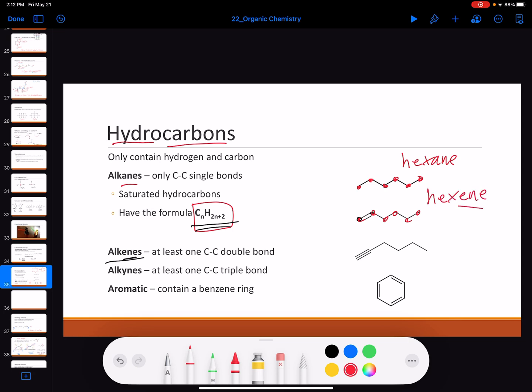So the -ene ending tells me there's a double bond. And I would actually have to specify that that double bond starts on carbon number 1, right? And then it continues on to carbon number 2. So I call this 1-hexene.